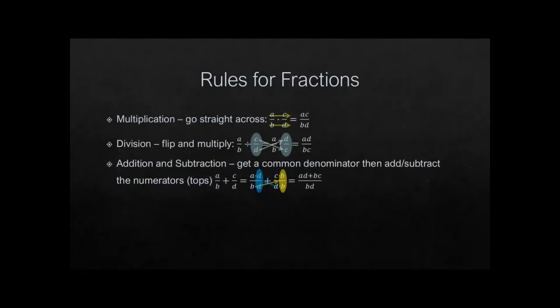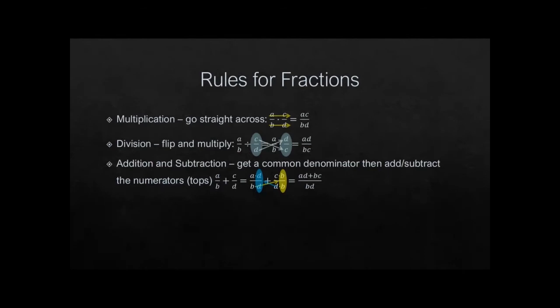Now, rules for some math fractions. Multiplication: when you're multiplying fractions, it goes straight across. You multiply the tops together, you multiply the bottoms together. When you are doing division, you have to flip the second fraction, so that's what I have circled, and then you multiply together. So you're almost applying diagonals.